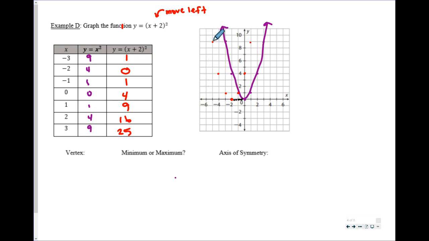Now I could confirm that by seeing these points. Look: (1, 9), (0, 4), (-1, 1), (-3, 1). All these points will match that pattern because all I've done is just shifted all of the points.